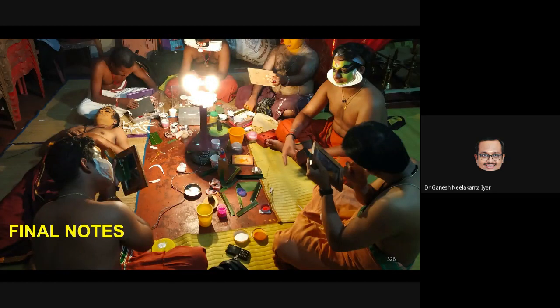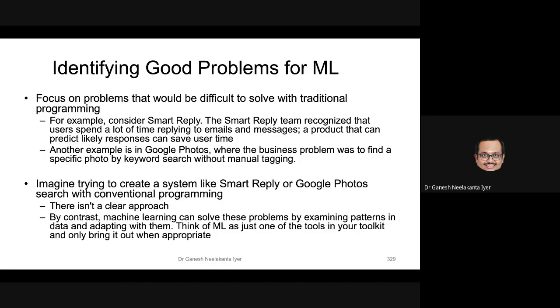Some final notes before we wind up. How do we identify good problems for machine learning? Focus on problems that would be difficult to solve with traditional programming. For example, to determine the grade of a student given marks, do we need machine learning? I don't think so, because a simple Excel sheet with a formula within the Excel sheet itself can give me the grade by supplying grade conditions, right?